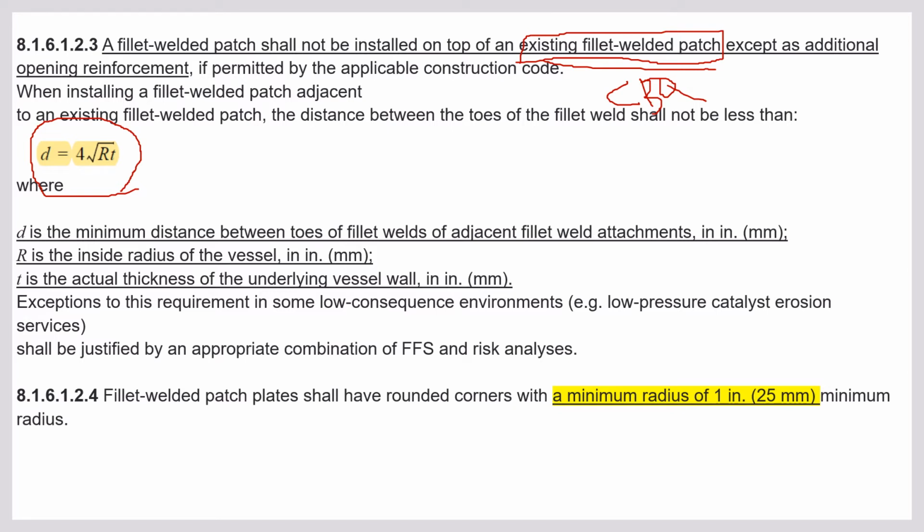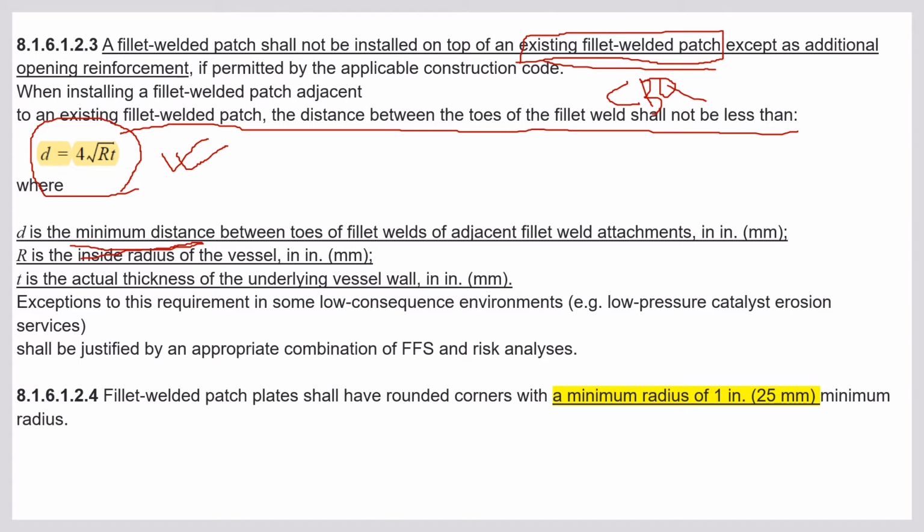If permitted by the applicable construction code, when installing a fillet welded patch adjacent to the existing fillet welded patch, the distance between the toes of the fillet weld shall not be less than D. This is a must question. Okay, if a fillet weld patch is already there and you want to put another fillet welded patch, then what is the minimum distance? D is minimum distance, not maximum. Okay, minimum distance. So the formula is D = 4√(RT).